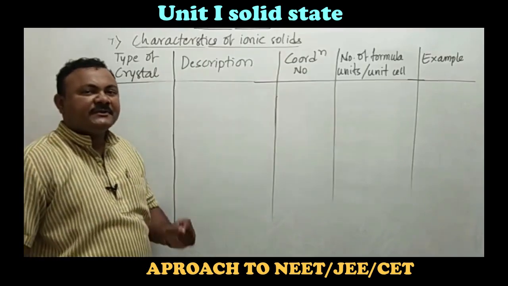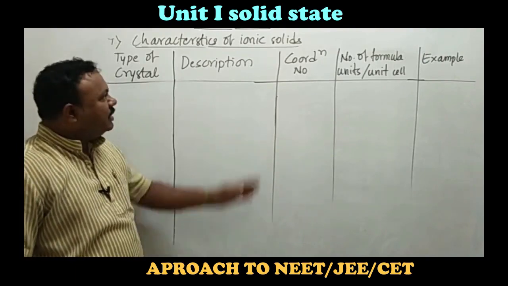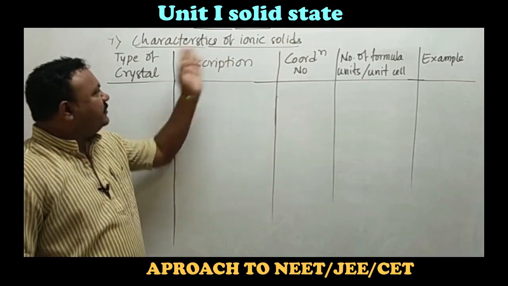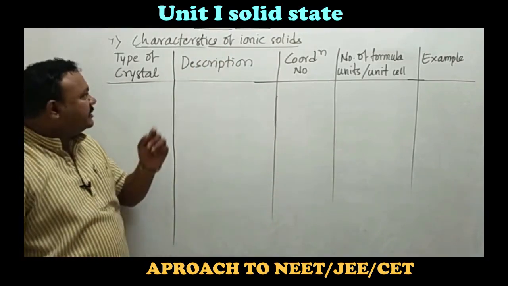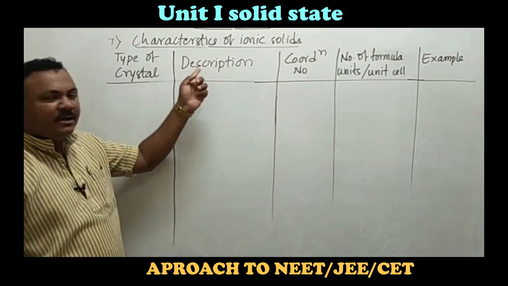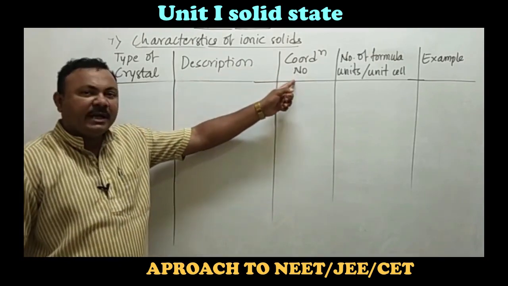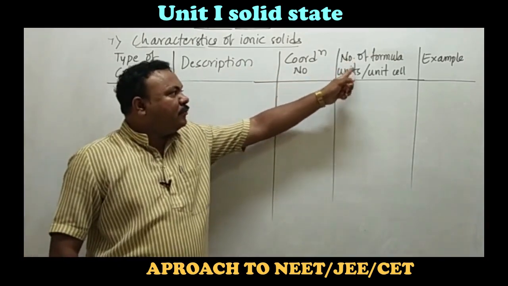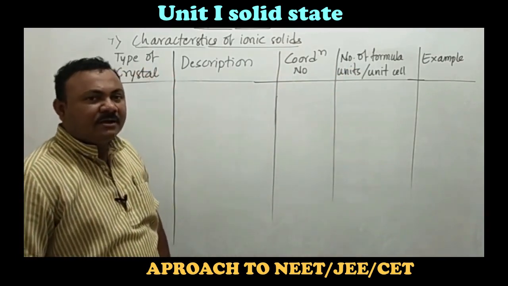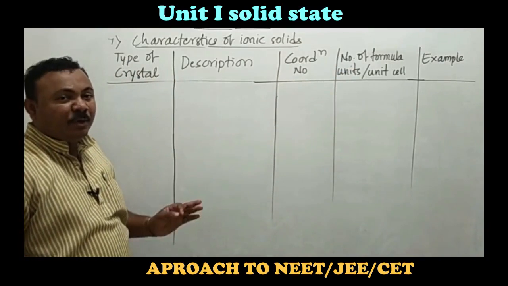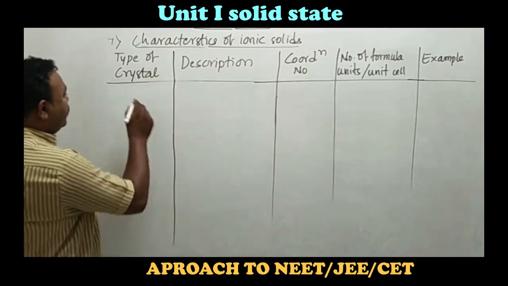Okay, after learning 6 important concepts related to the formula of solids, we are dealing with the seventh one now. Seventh one deals with the characteristics of ionic solids. Make a table like this. First column is for type of crystal, and about the crystal we are writing description, coordination number of the cation, anion, number of formula units per unit cell, and last column is for the example. Like this you have to make a table, and this is very important once again for solving the problems in competitive exams.